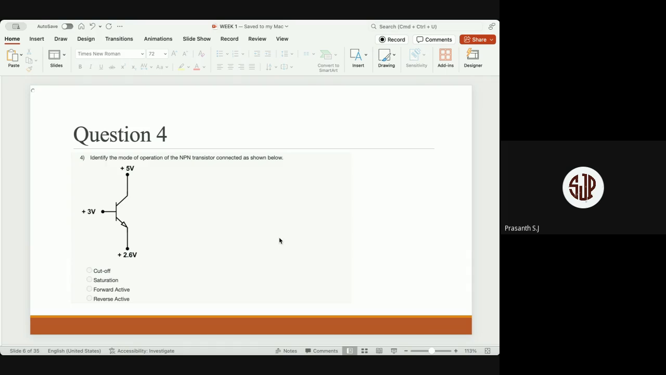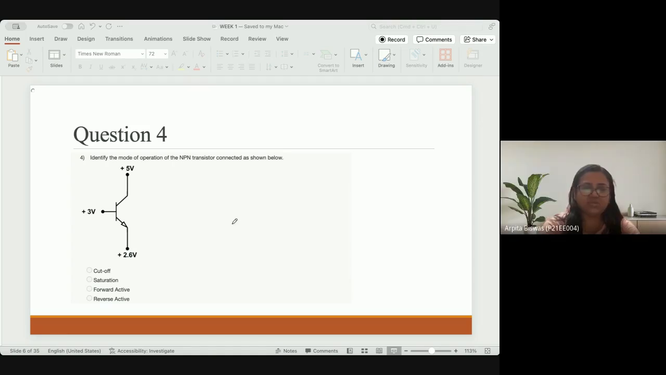We could calculate VBE using VBE equals VB minus VE, ma'am. They have given voltages for three different junctions. And for VCE, we could calculate using the formula VC minus VE. Comparatively, VCE is larger than VBE, and hence it is in the cutoff region. Yes, it is in the cutoff region.